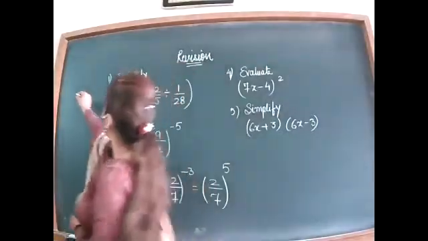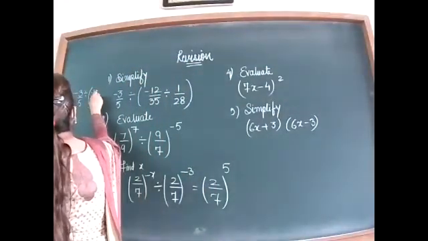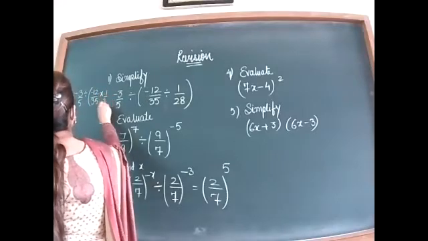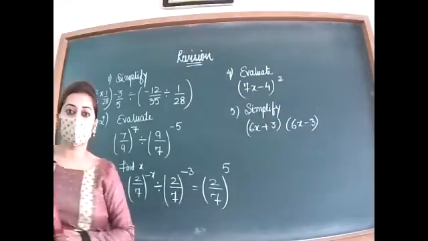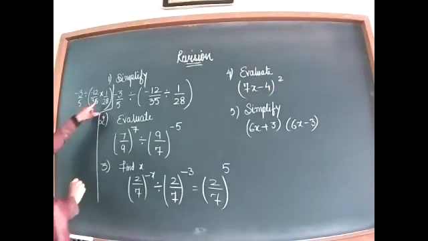Yes, in this, minus 3 by 5 is the same. Divide will be the same. Minus 12 by 35. Divide will change to multiply. It will become 1 by 20. Now solve this. Here, cancel it out with 2. Solve this and get the answer.